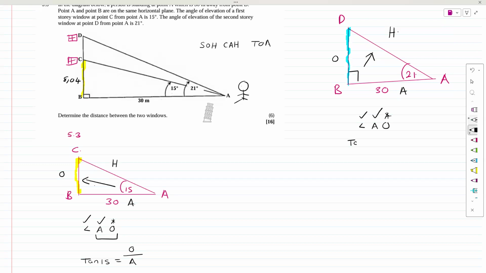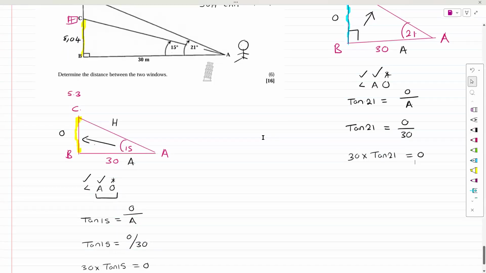So tan of 21 equals opposite over adjacent. Tan of 21 equals opposite over 30. And then 30 times tan 21 equals the opposite. And if we deal with this, 30 times tan 21, we should get 11.5, sorry guys, 11.52. I'll use 2 decimal places. And that should be fine.